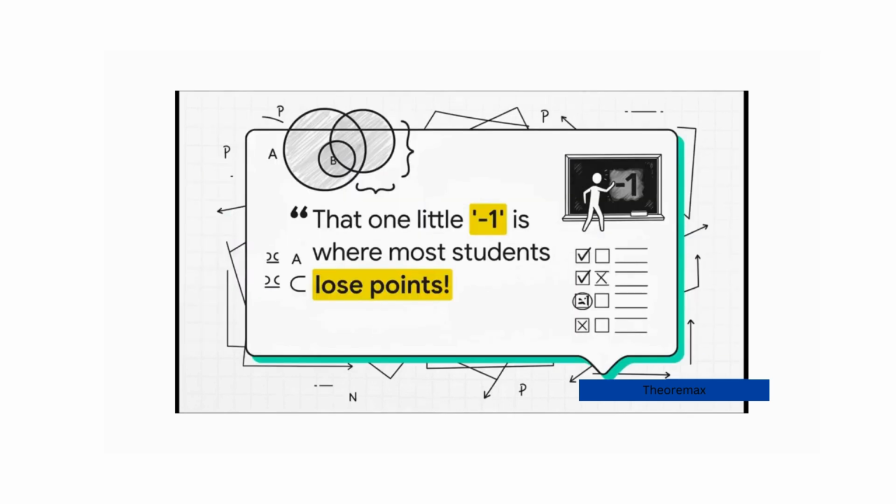Look, I really can't stress this enough. You have to read the question carefully. Is it asking for subsets or proper subsets? Because that one little minus 1 is the detail that separates a correct answer from a wrong one. It's where so many people lose easy points on an exam. Don't let that be you.